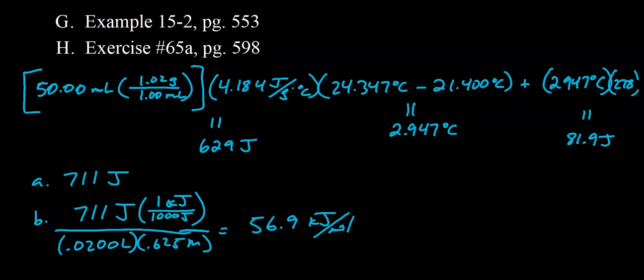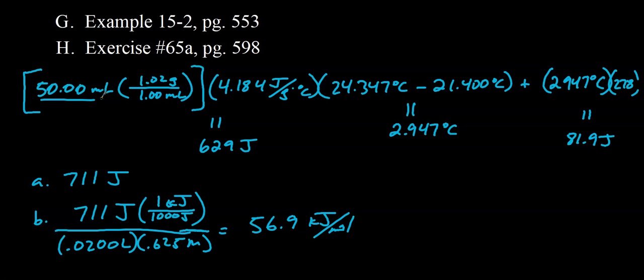All righty, here's our setup. So we have 20 milliliters of one solution that we combine with 30 milliliters of another solution. So that gives us 50 milliliters total of solution, density 1.02 grams per milliliter. So that'll allow us to find the mass of the solution, times the specific heat, times the change in temperature, which is 2.947 degrees Celsius. And so the energy absorbed by the solution from the reaction is 629 joules.